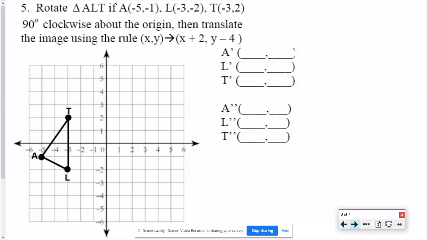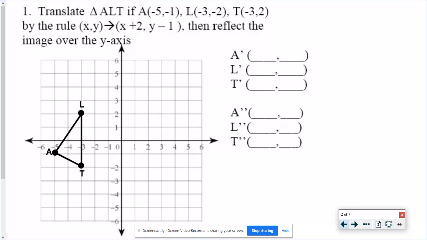In this shape that's already graphed, I've got triangle ALT, and the pre-image is already here. It says that I'm on the wrong slide. Let's do this one first. Same triangle, ALT, but I want to use this rule. And I'm hoping that you recognize that that's translation notation.